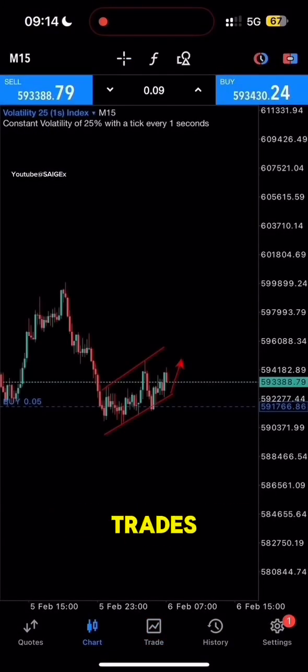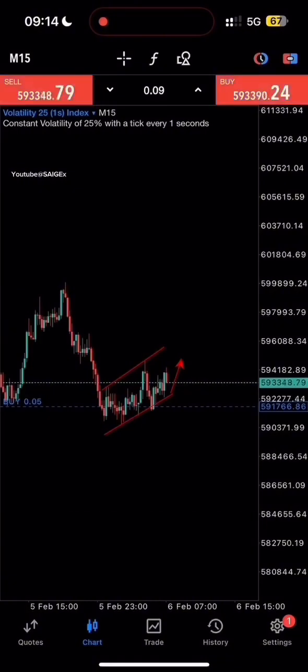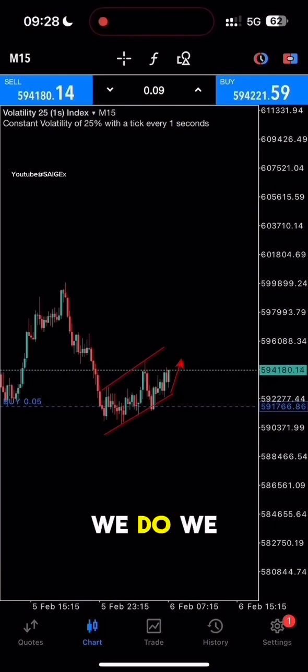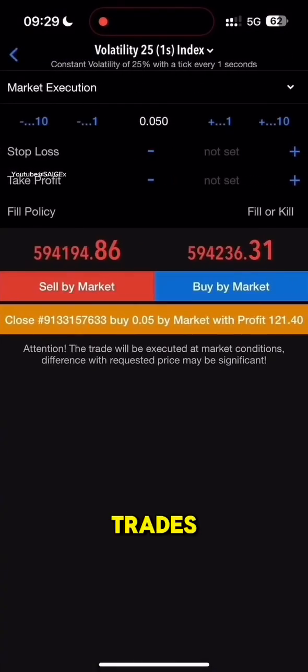You shouldn't rush your trades. If you have nothing to trade, don't take the trade. Just wait until you have that perfect entry. So here we're gonna close our trade, and when we do, we are gonna find more of our trades.